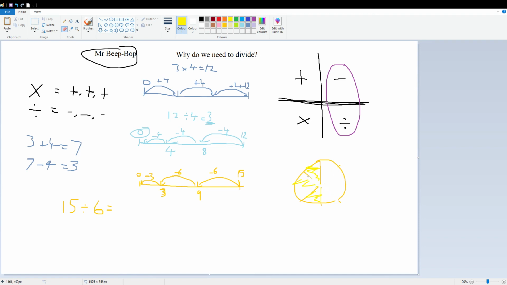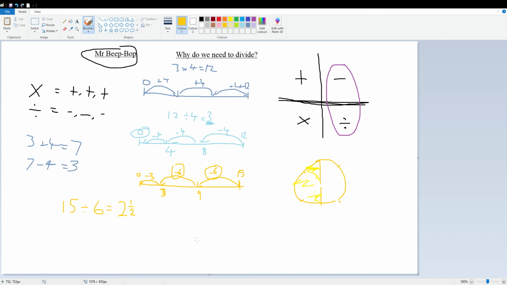If we split this directly down the middle, I can see another fraction that we've ended up shading in. We've ended up shading in a half. And what I think this means is that our answer to this question is going to be 2, because we've taken away 6 two whole times, 1, 2. And then we've taken away half of 6, so I'm going to say that's 2.5.